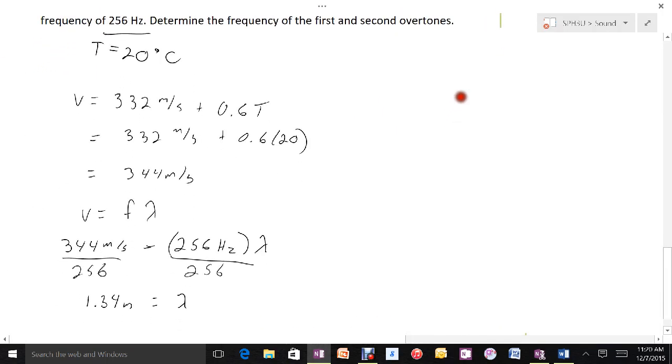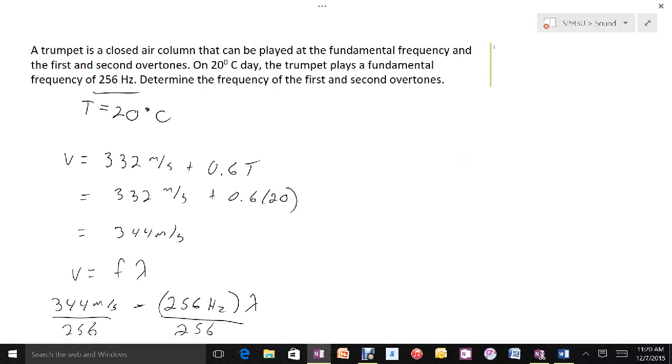Now with that in hand, I have to look at the patterns. A trumpet is a closed air column, which means it's open on one side and closed on the other, or it has one fixed and one free end reflection. The fixed end reflection has to be a node, and the free end reflection has to be an antinode. So the simplest pattern possible goes from a node to an antinode, and the length is equal to a quarter of the wavelength. See, that's just one quarter of the whole wave.